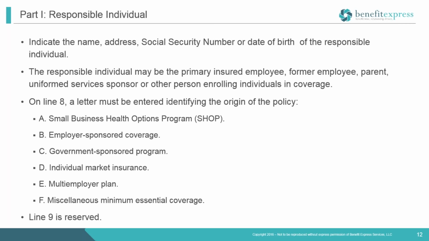And as I indicated, in line 8 there's a number of different codes. Line 8 is Small Business Health Options Program, SHOP, if it's purchased through SHOP. If it's an employer, the code that's extremely important is B, which is employer-sponsored coverage. C is governmental sponsored program, Medicare, that type of thing. D is individual market insurance. E is multi-employer plan. And F is miscellaneous minimum coverage, which doesn't fit any other categories, then you choose F.